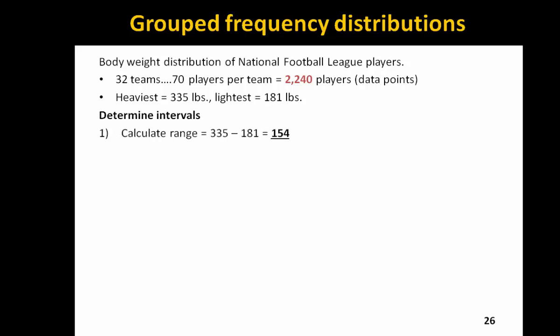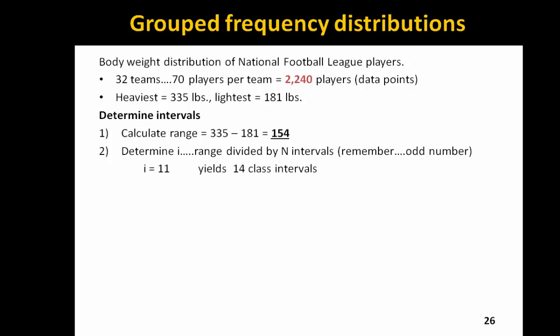The first step is we need to determine the intervals by first calculating the range. We take the highest value, subtract the lowest value, giving us a range of 154. Now, we want to determine i, which is the range divided by n intervals. Remember, we want i to be an odd number. So we start with i equal to 11, arbitrarily selected, and that will give us 14 class intervals, which is a little bit high.